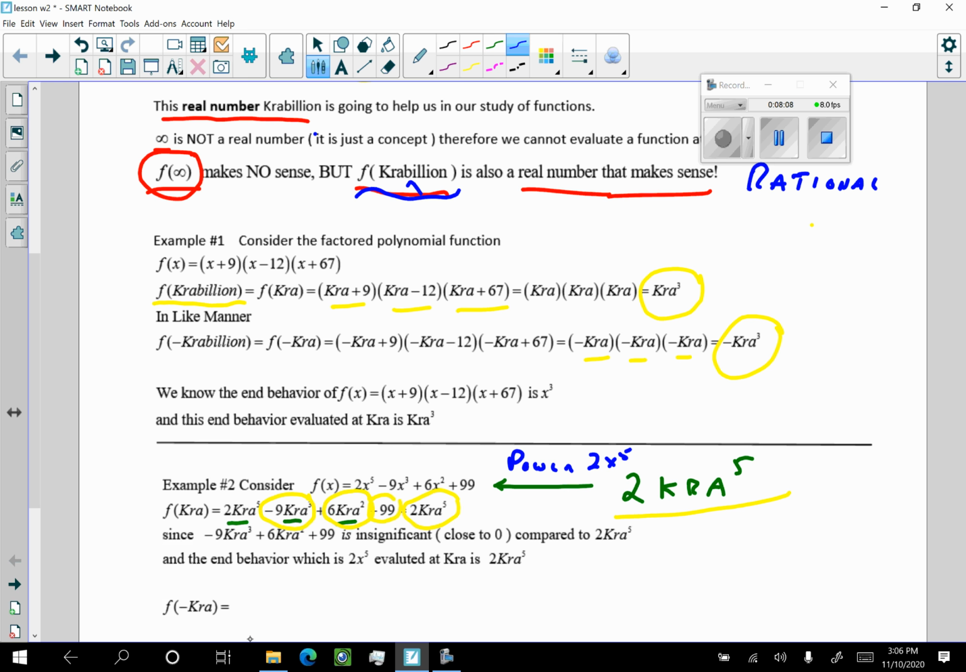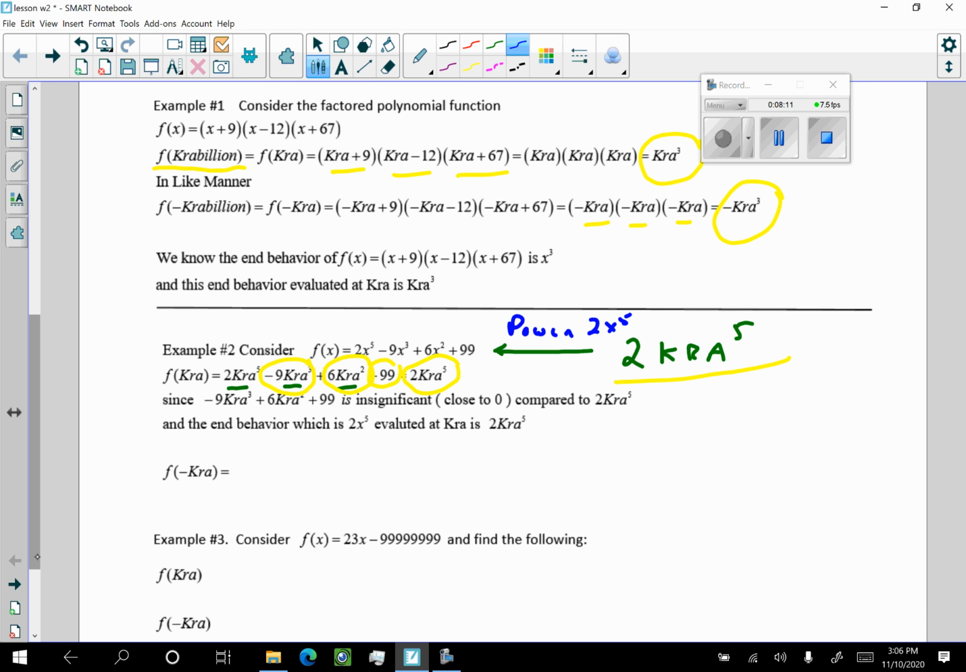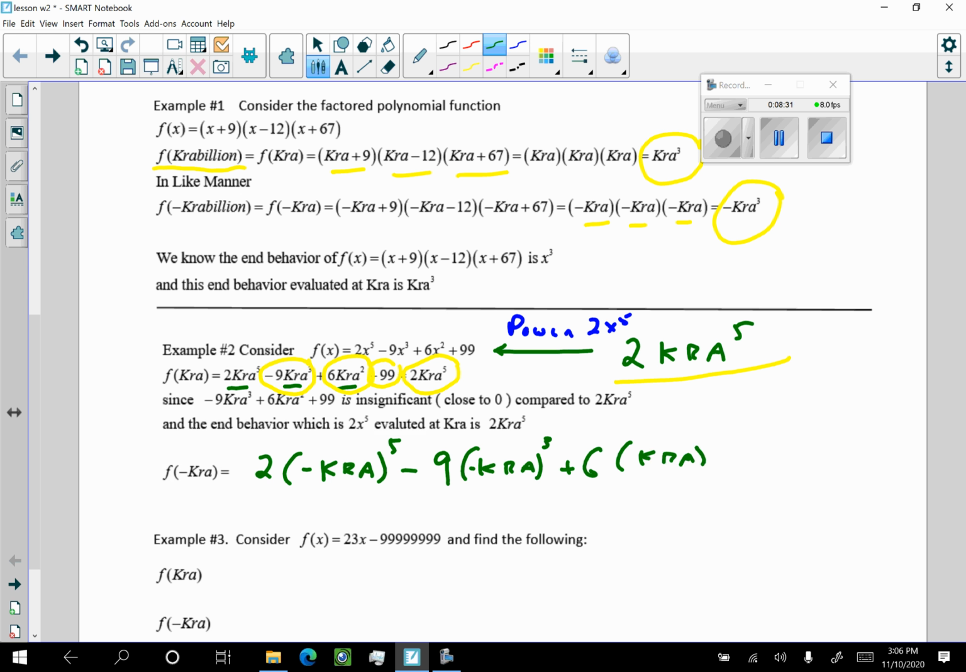What's f of negative kerbillion? What are we going to do? We're going to put negative kerbillion in. So this is going to be 2 times negative kerbillion to the fifth, minus 9 negative kerbillion cubed, plus 6 kerbillion squared, plus 9. I get, whoa. Insignificant, insignificant, insignificant. So f of negative kerbillion is just this dude right here.